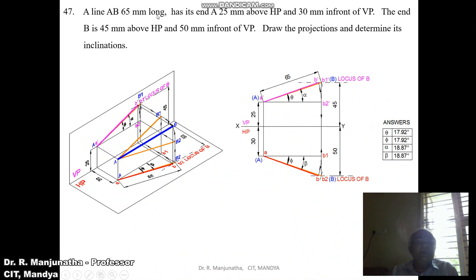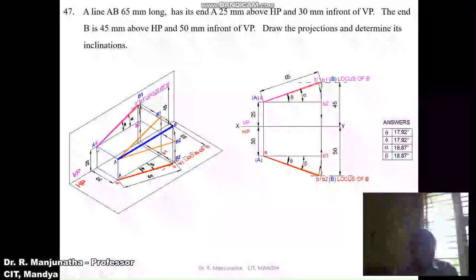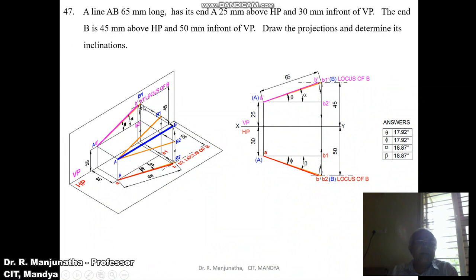Then he says 65 mm long. So naturally, with A as center, taking the radius of 65, you cut an arc. That's what we do here in the plane. When it is considered in the space, you can see here the end AB1. So this is the line which is in true length because the line is parallel to VP.